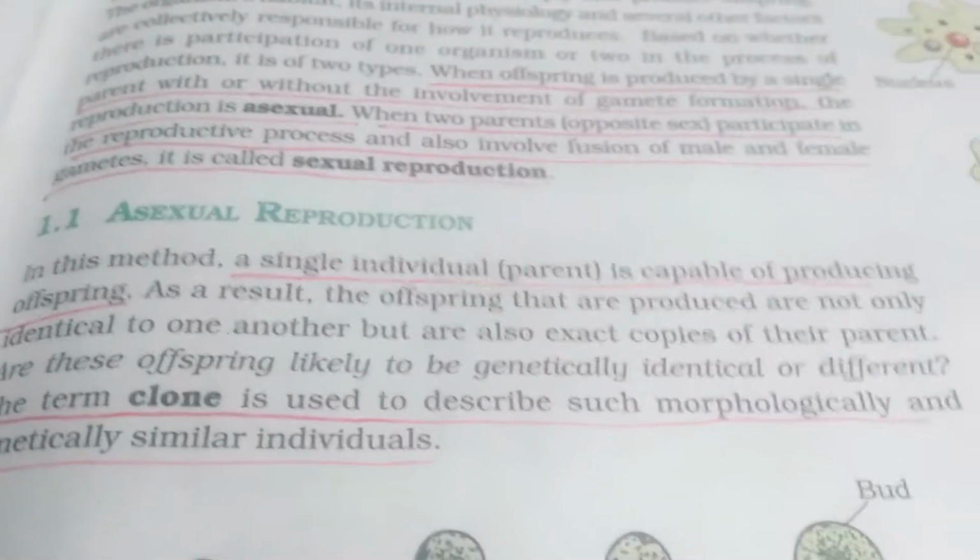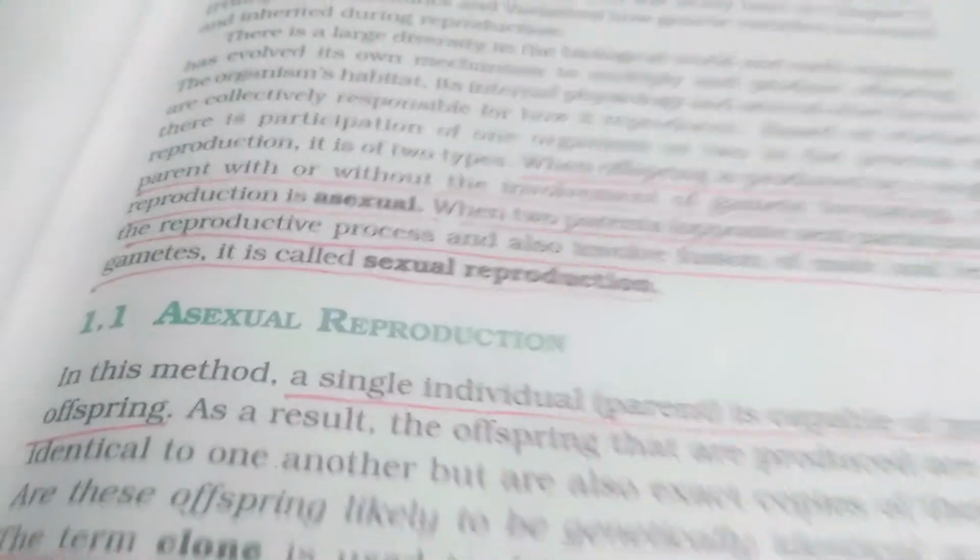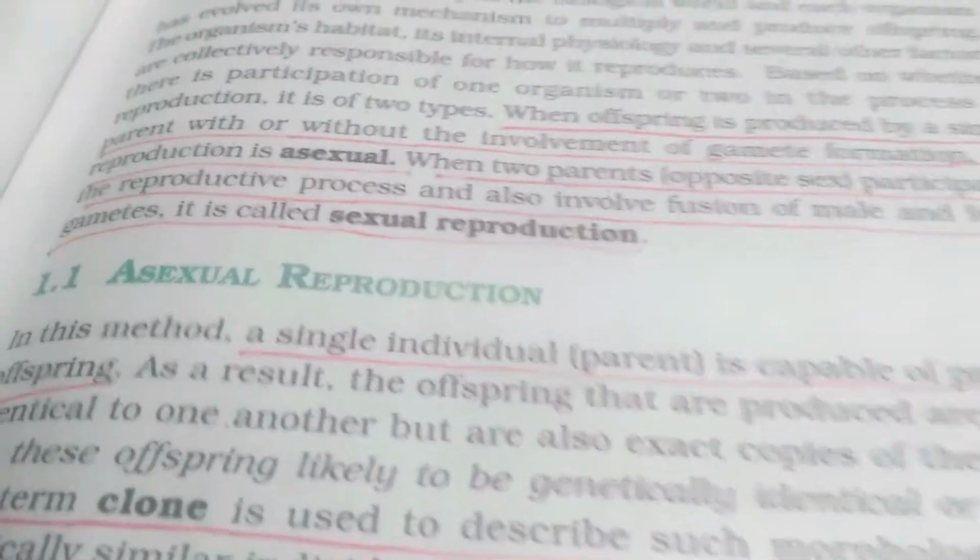Only a single individual is capable. There's no need for two organisms, and one single organism is capable of producing offspring, like a clone. This is a good example.